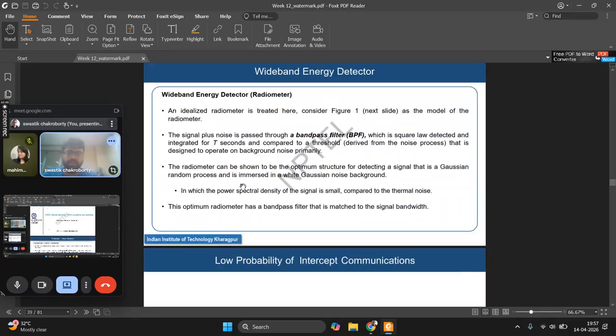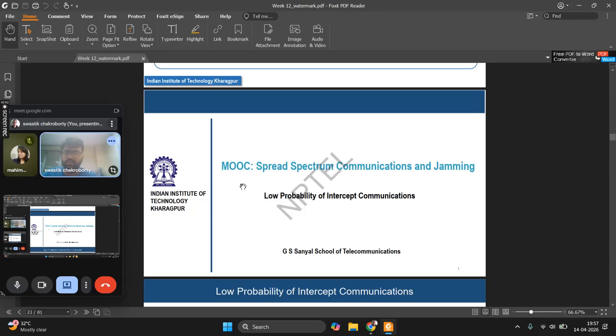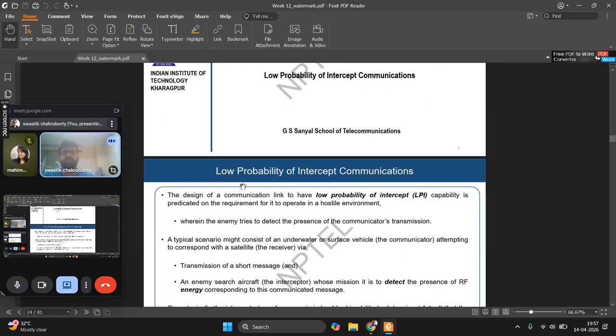Next we will be talking about a new concept in communication, which is interception. So, low probability of intercept communication. This is mostly a defense communication application area, where instead of throughput or latency, your main focus is that adversaries, your enemies, cannot access your data. Your secrecy, the privacy, is more important than your data rate or latency.